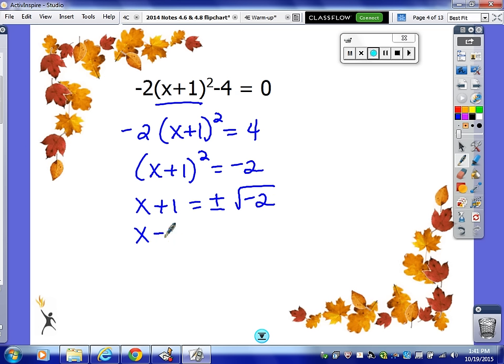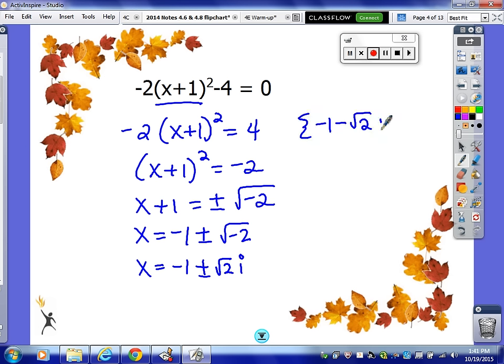Alright, move the 1. Let's go ahead and clean up this square root of negative 2. We can pull the i out. So negative 1 plus or minus the square root of 2 i on the outside. So your two solutions are negative 1 minus the square root of 2 i or negative 1 plus the square root of 2 i. Notice that these are conjugates.